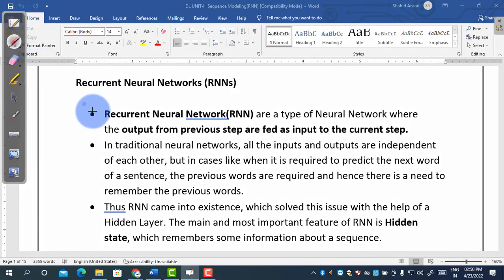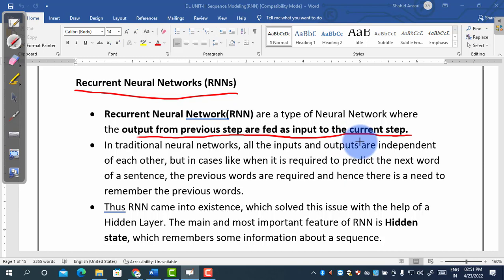Next we start the recurrent neural network. So to implement sequence modeling, the network that is used is the recurrent neural network. RNN, always remember, is one of the types of neural network where the output from the previous step is fed as an input to the current step. This is the main definition of RNN. The output of the previous step, that we feed as an input to the current state.